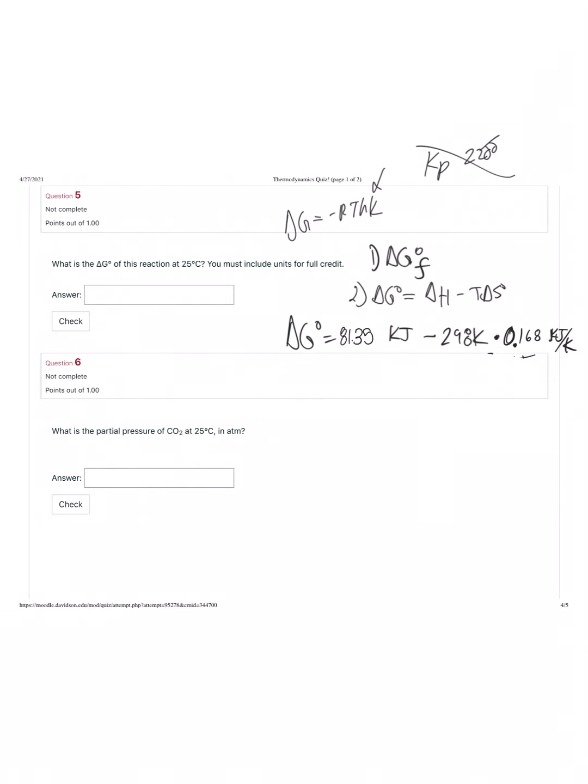Okay, so delta G naught is equal to 81.35 kilojoules minus 298 times 0.168. So that is 81.35 minus 51.35, and that gives us a value this time of positive 29 or like positive 30.